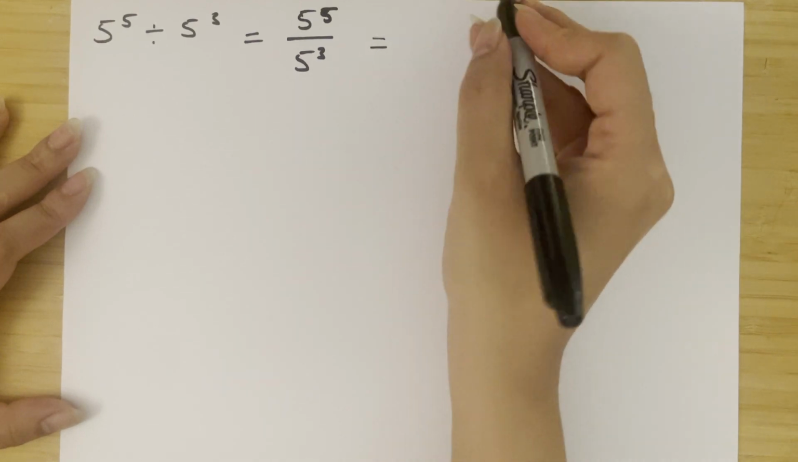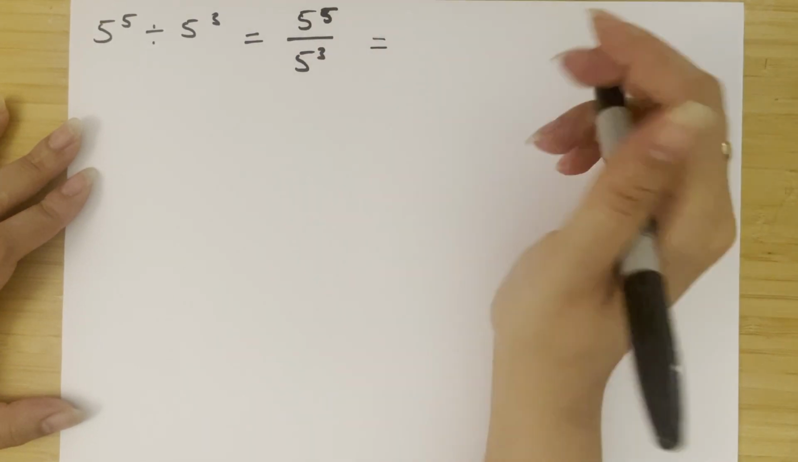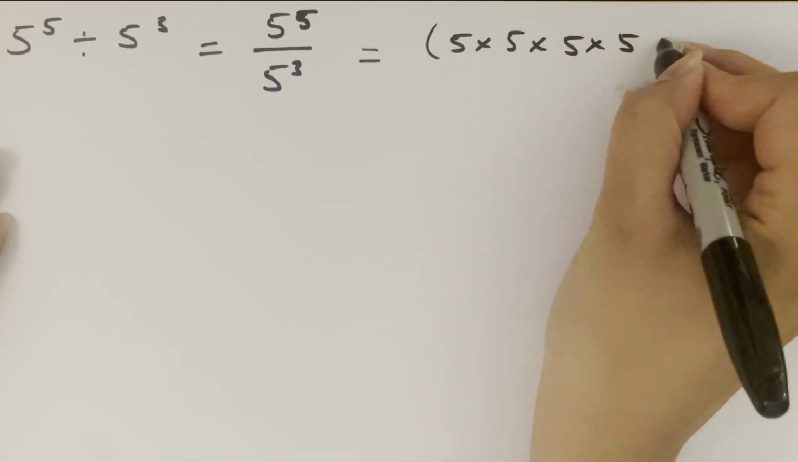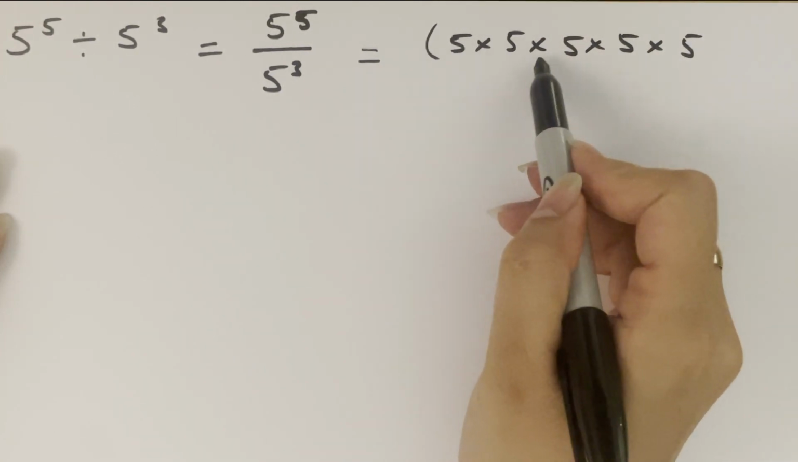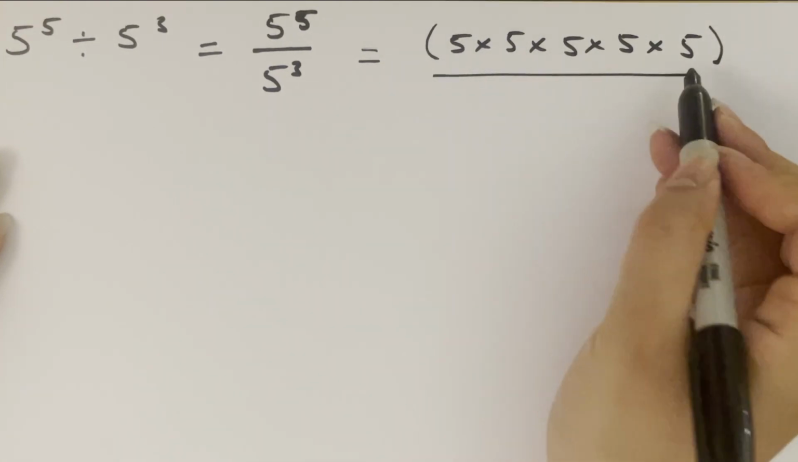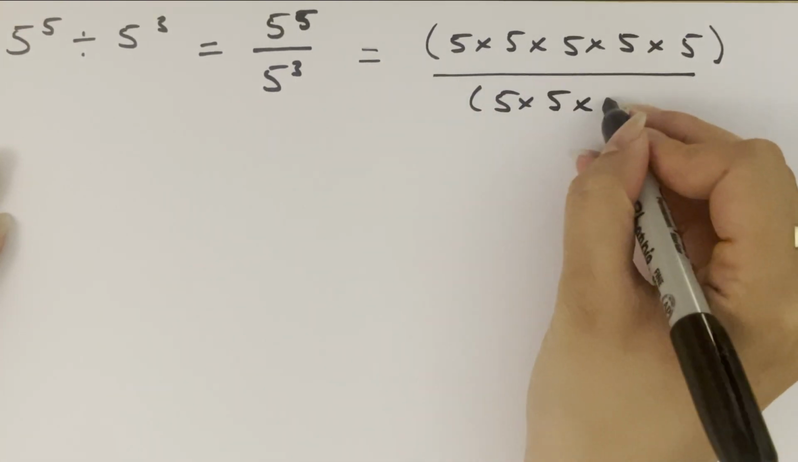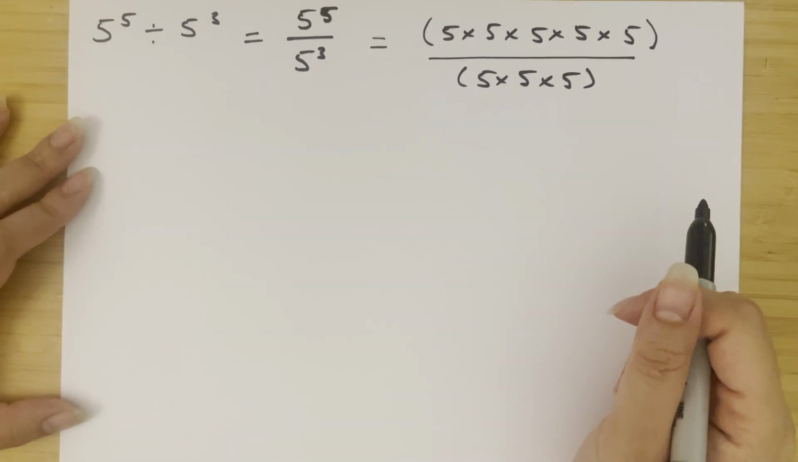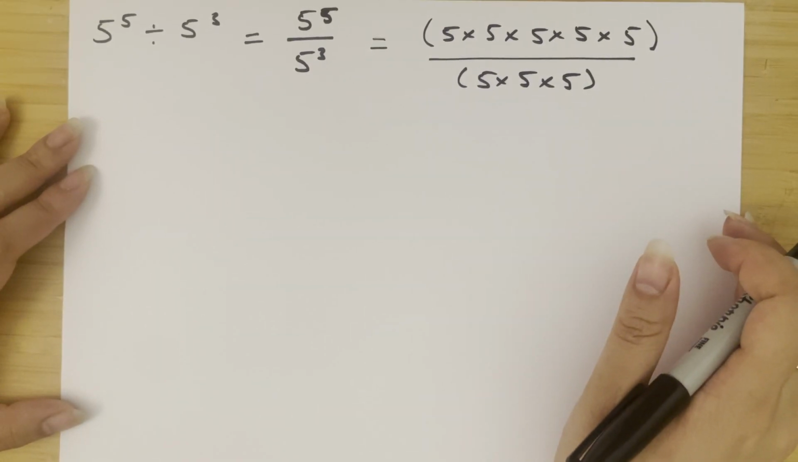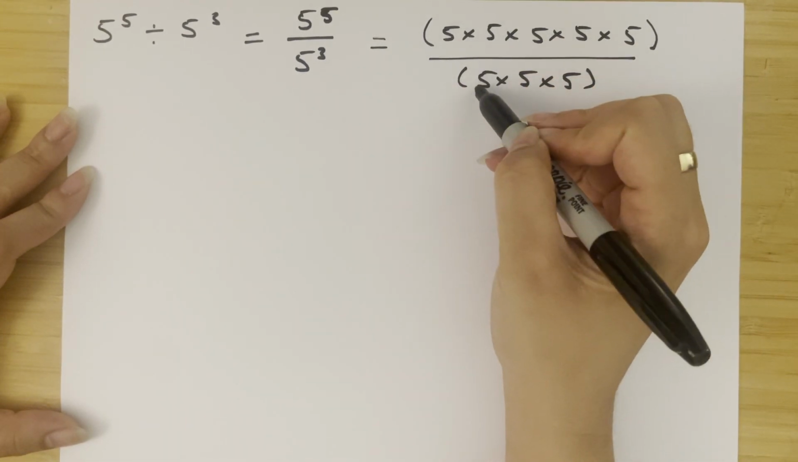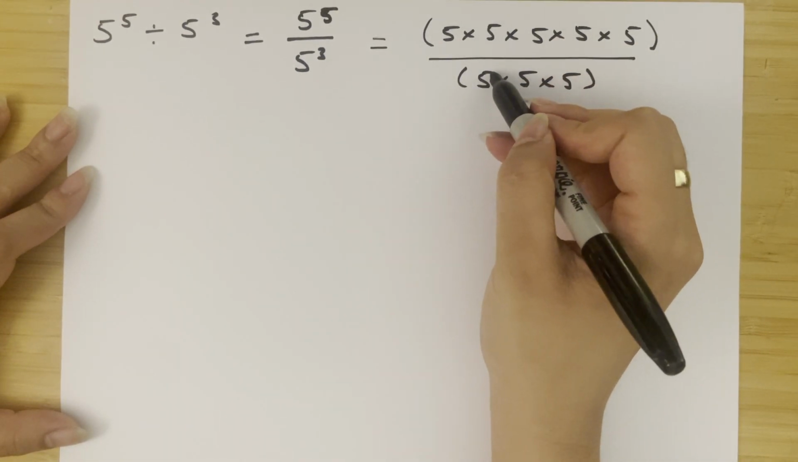So 5 to the 5 on the top of a fraction is 5 times by 5 times by 5 times by 5 times by 5. 1, 2, 3, 4, 5. Divided by 5 times by 5 times by 5. That's 1, 2, 3, 5 to the power of 3. Okay, and in fractions you can cancel out. So if you have the same number top and bottom, you can cancel them out.